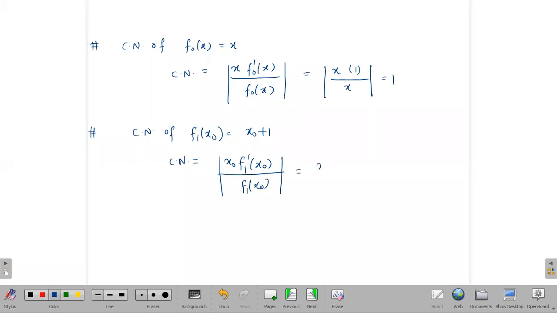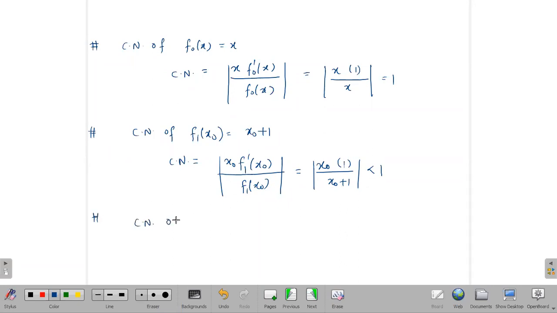So then it will be x naught into 1 divided by x naught plus 1. So for any value of x naught, if you are taking x naught quite large, then it will be less than 1 always, because in the numerator you have x naught, and in the denominator you have plus 1 to the numerator term.